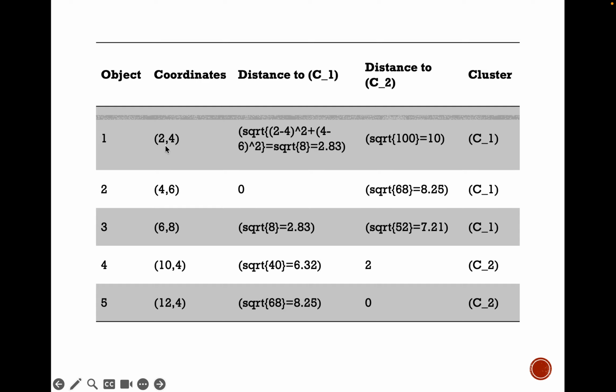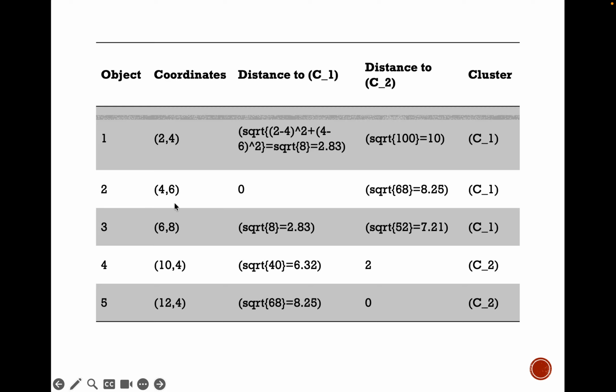Same way, 2 minus 12 the whole square plus 4 minus 4 the whole square. So 2 minus 12, you will get it as minus 10. 10 square is 100, so square root of 100 is 10. In this we are considering the minimum value, which is the nearby value. The minimum value is 2.83, so we are considering it belongs to the cluster C1.